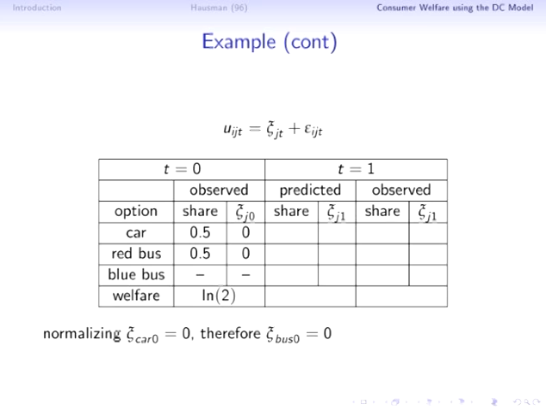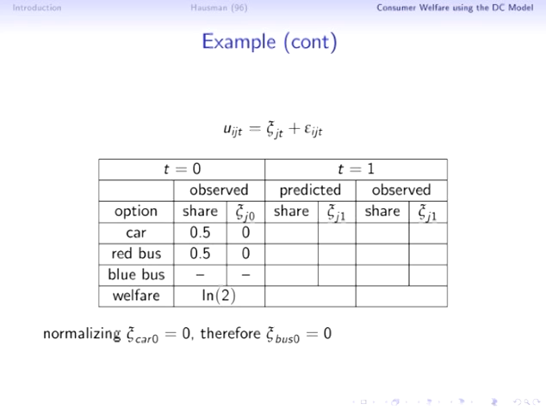So first we start with 0.5, 0.5. That was the story of market shares. What are the implied psi's? Well, we need to normalize, so let's normalize the car as the outside option and say it's 0. Because the market shares are equal, the psi for bus at time 0 should also be 0. That's just coming from this normalization and the fact that they have equal shares. And to do the welfare, if we plug this into this log sum formula, the welfare is just going to be log of 2. So that's pre-welfare.